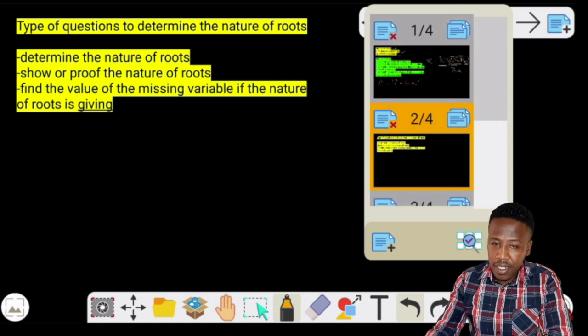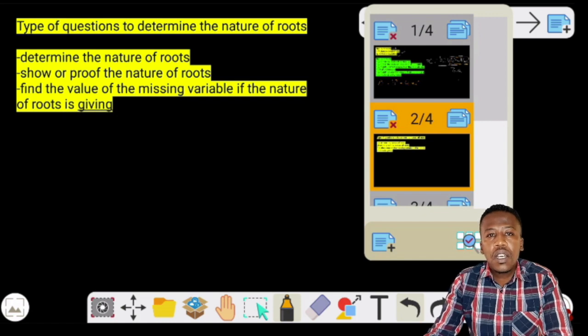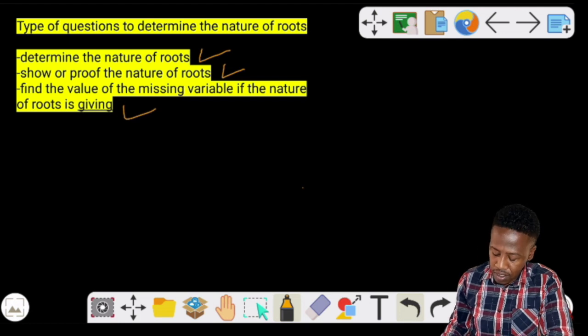Now guys, there are different ways in which a question in your question paper might be asked in determining the nature of roots, and I have summarized these ways. A question paper can say determine the nature of roots, or show or prove the nature of roots, or find the value of a missing variable if the nature of roots is given.